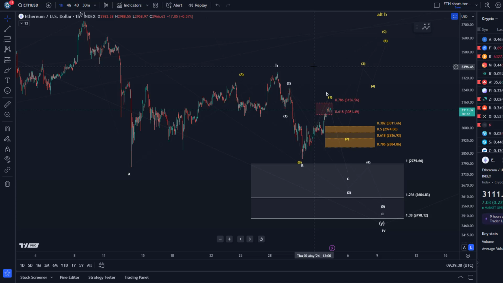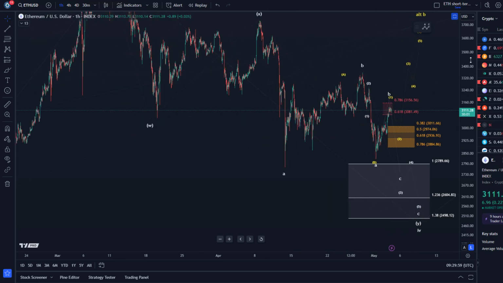Also because this B wave has become quite protracted now, quite large. And in any pullback now, any move down, if we see 5 waves down and a break below 2,884, that would indicate that the white count is likely sending us lower more directly.